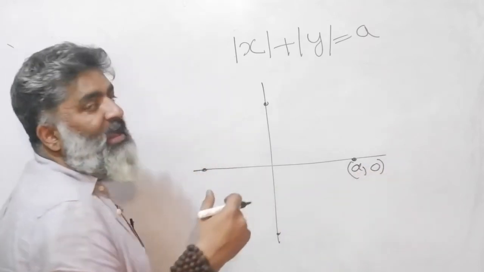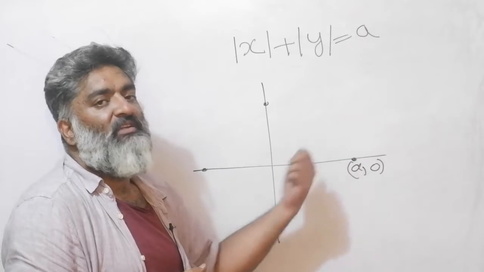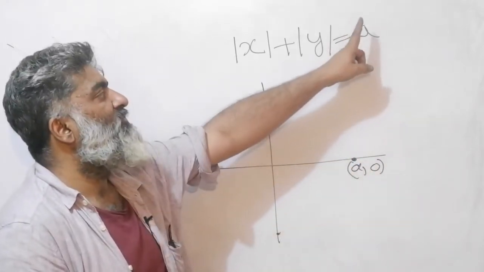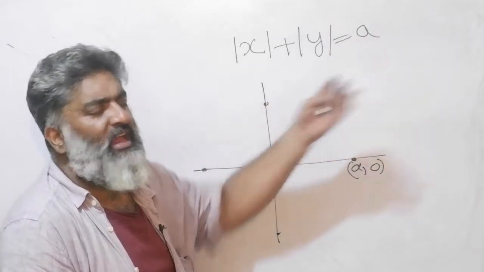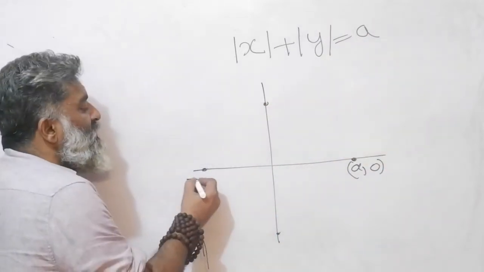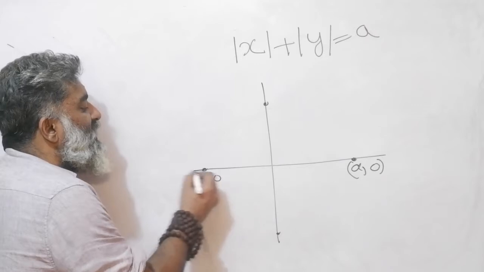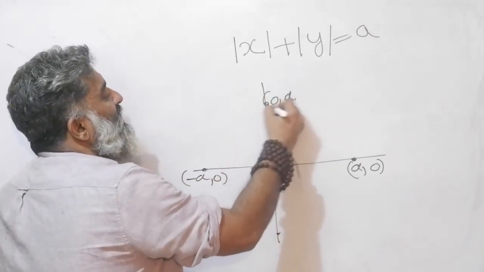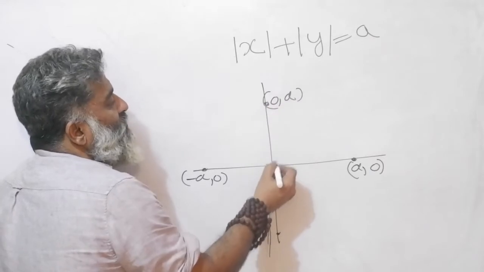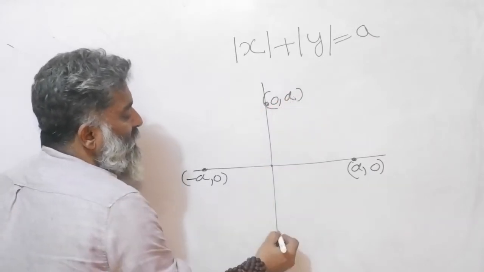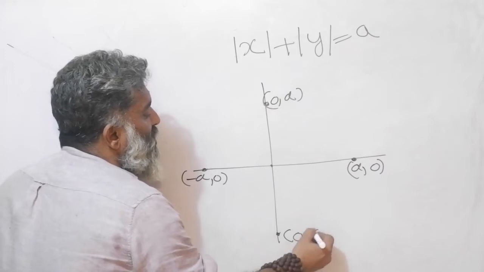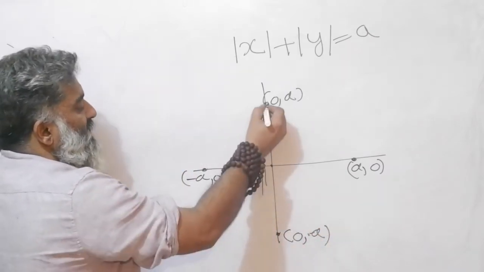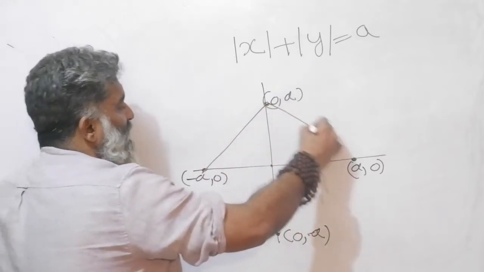Maybe you should go back and check what was the value here in the previous example. It was 5 comma 0. So just instead of 5, I'm writing a and generalizing the idea. This side is going to be minus a comma 0. This point is going to be 0 comma a. The value of x is 0 and the value of y is a. This point is going to be 0 comma minus a. The value of x is 0, the value of y is minus a. And the graph will look something like this.